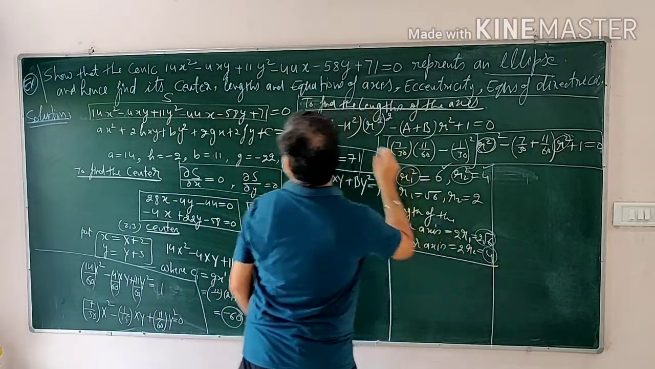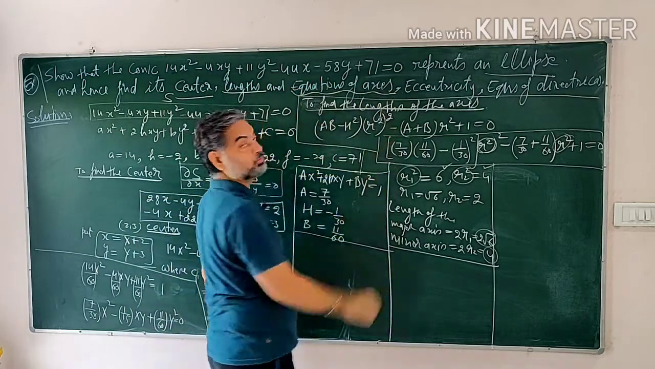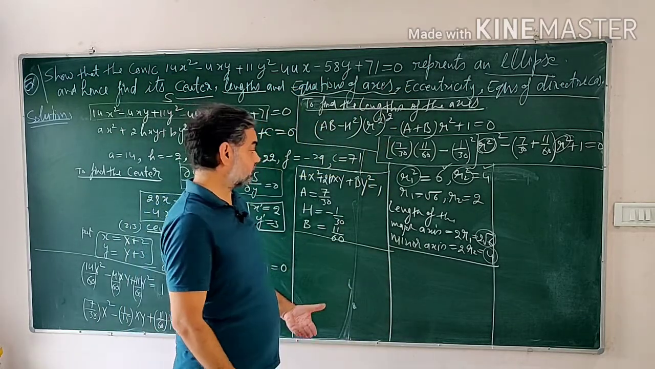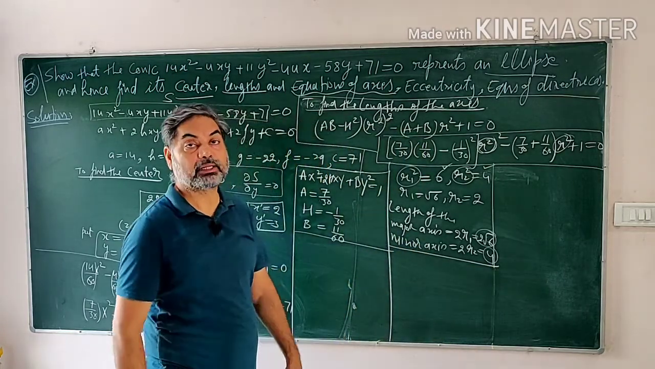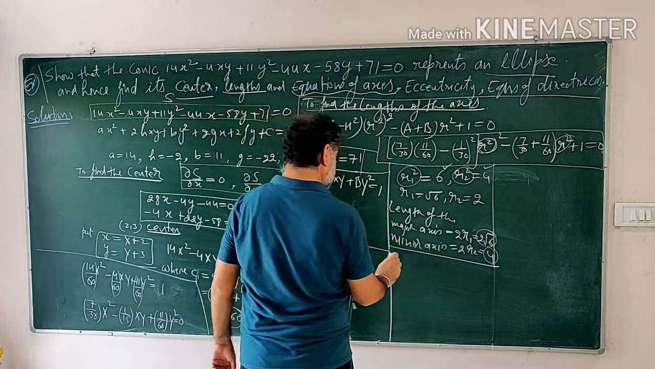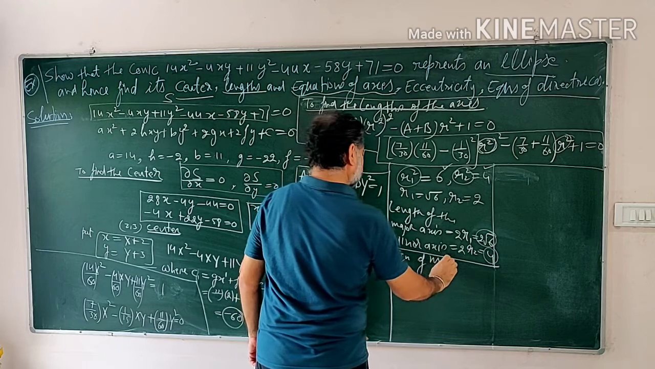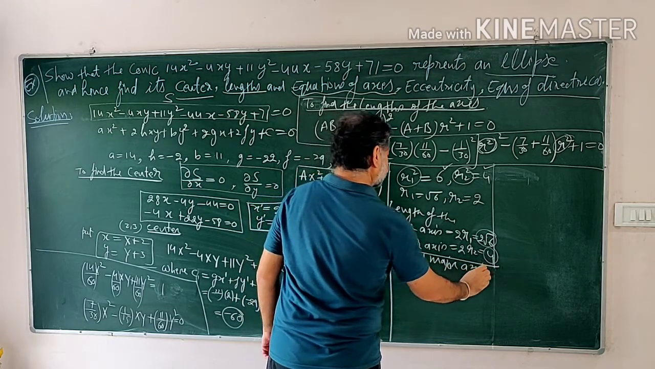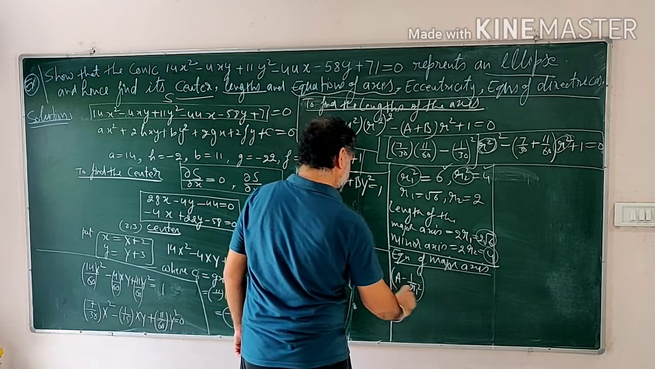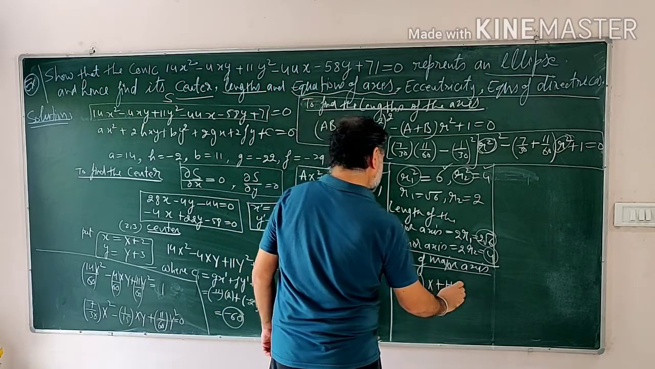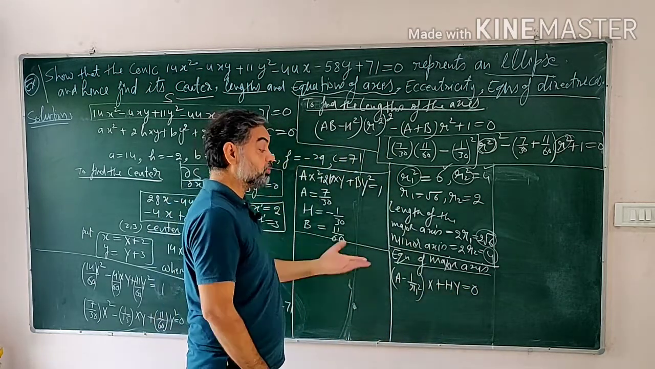So we have found the center and lengths of the axis. Now what are the equations of the axis? We have to find the equation of the major axis and the equation of the minor axis. The equation of the major axis is given by this formula: (a minus 1 over r1 square) X plus hY is equal to 0.